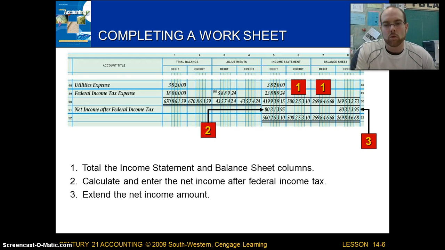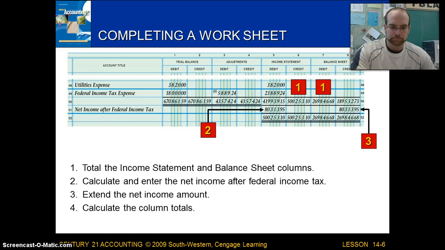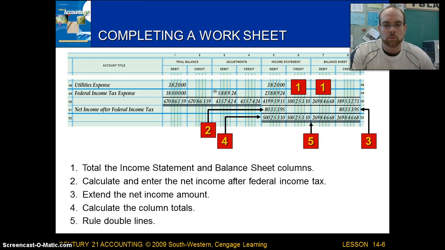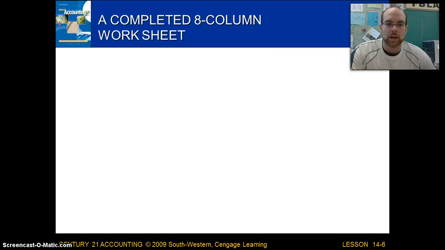We extend that amount over to the balance sheet on the credit side, and then we calculate the column totals, which we take a look at there, and we've got our income statement debits and credits equal, as well as our balance sheet. Everything's balancing out just fine. Then we rule the double lines to show that we are finished with our totals at the bottom.